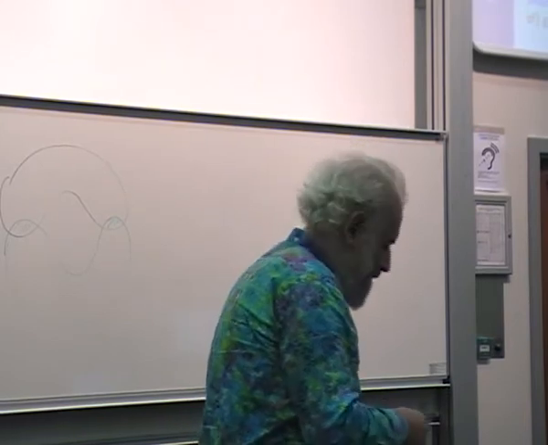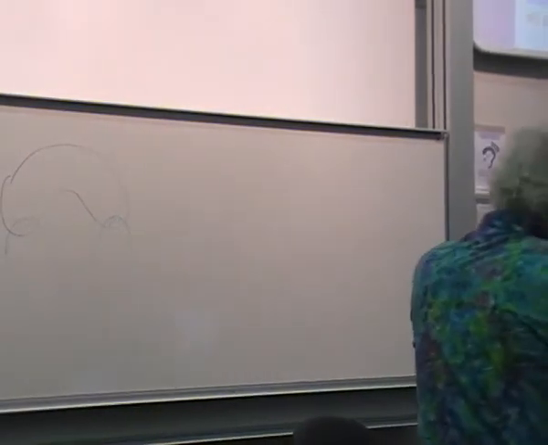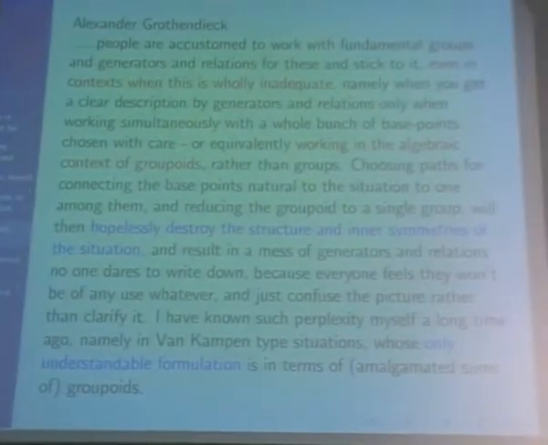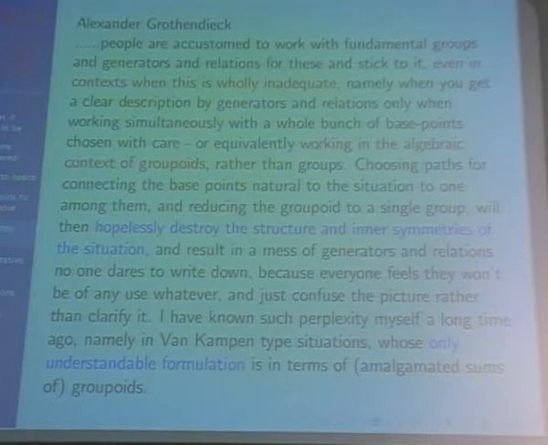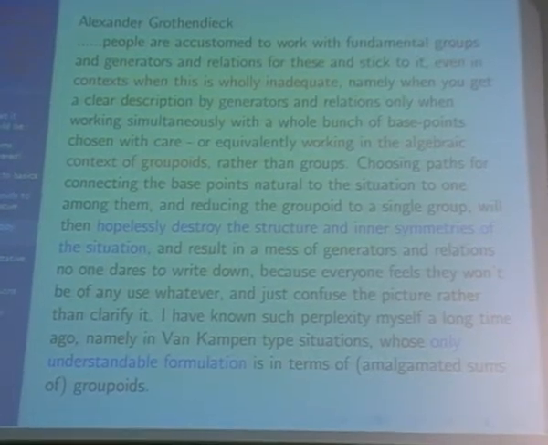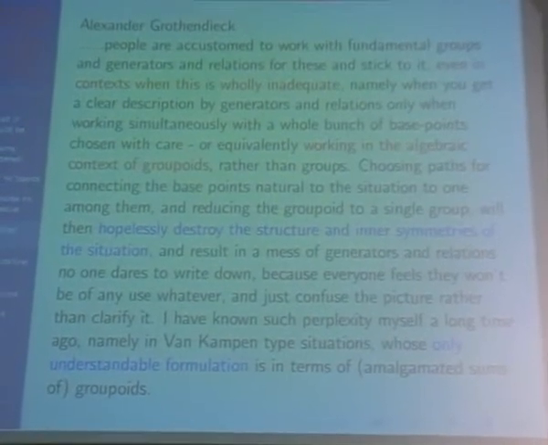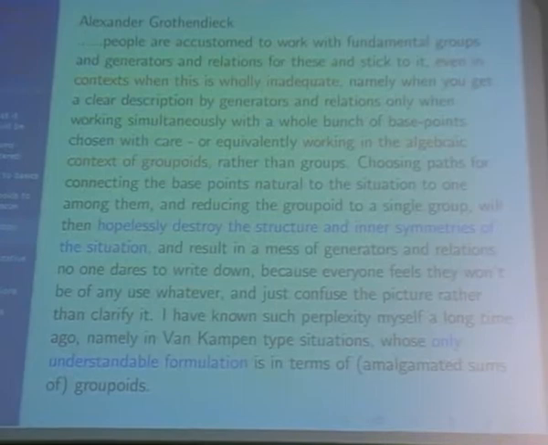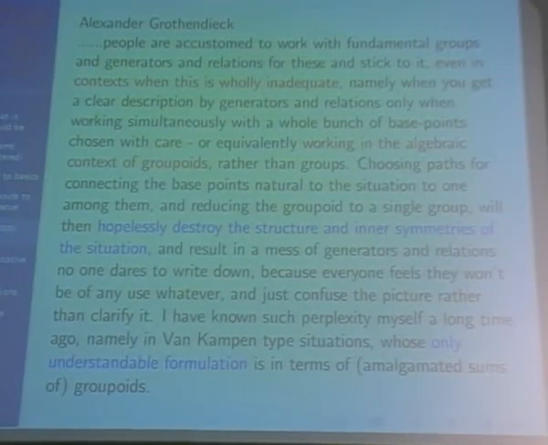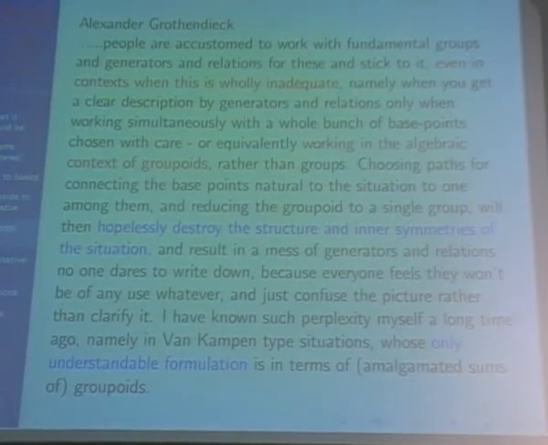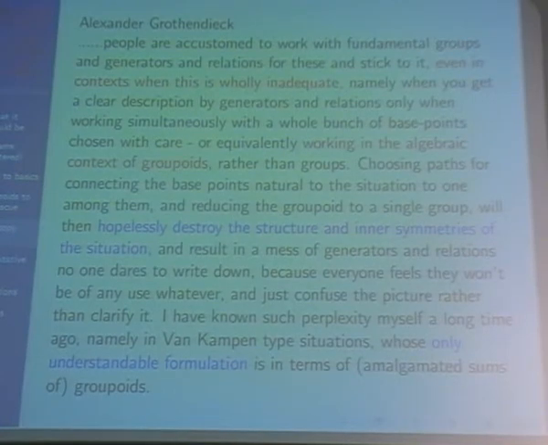Yeah, well, let me say this. This is a quotation from Grothendieck. People are accustomed to work with fundamental groups and generators in relation to these and stick to it, even in contexts when this is wholly inadequate, namely when you get a clear description by generators and relations only when working simultaneously with a whole bunch of base points chosen with care, or equivalently working in the algebraic context of groupoids rather than groups. Choosing paths for connecting the base points natural to the situation to one among them and reducing the groupoid to a single group will then hopelessly destroy the structure and inner symmetries of the situation and result in a mess of generators and relations no one dares to write down, because everybody feels they won't be of any use whatsoever, and does confuse the picture rather than clarify it.